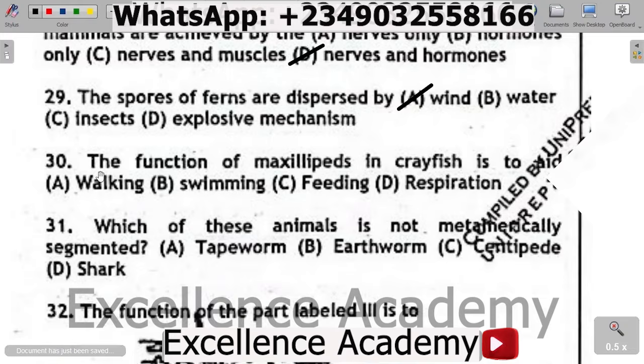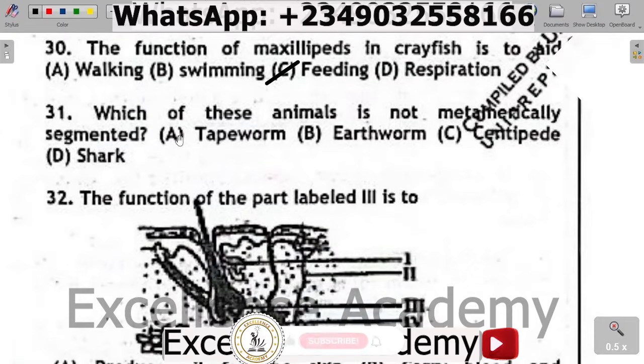Question 30. The function of maxillipede in crayfish is to aid A. Walking. B. Swimming. C. Feeding. D. Respiration. The correct option is C. Feeding. Question 31. Which of these animals is not metamerically segmented? A. Tapeworm. B. Earthworm. C. Centipede. D. Shark. The correct option is B.